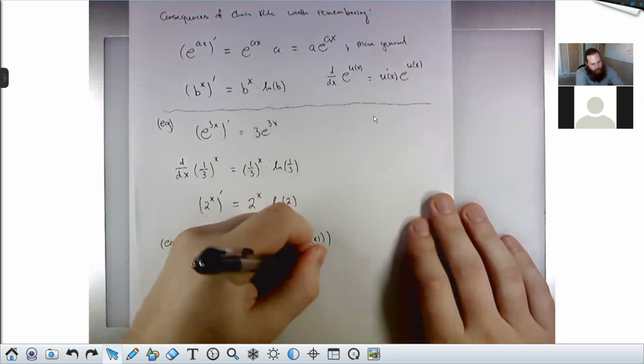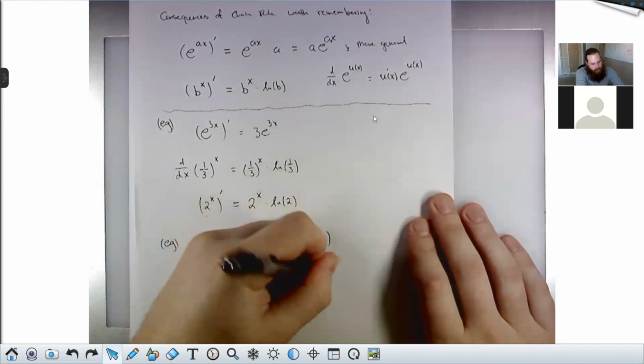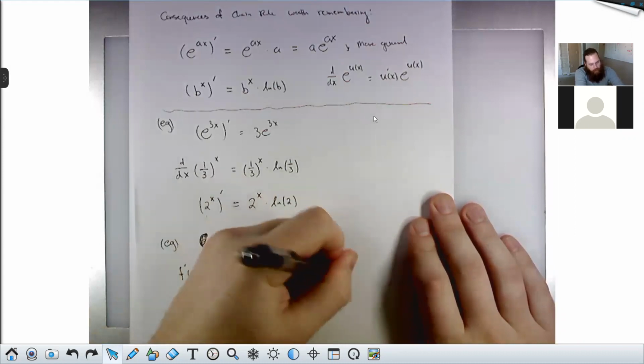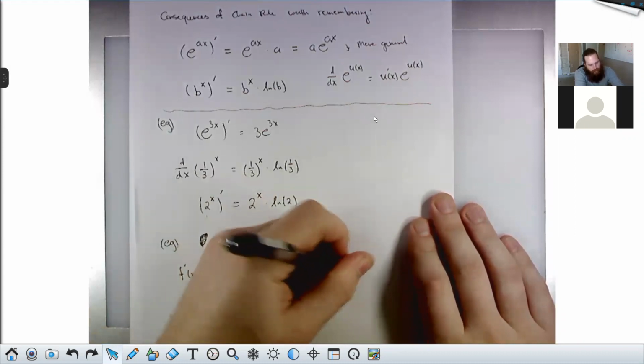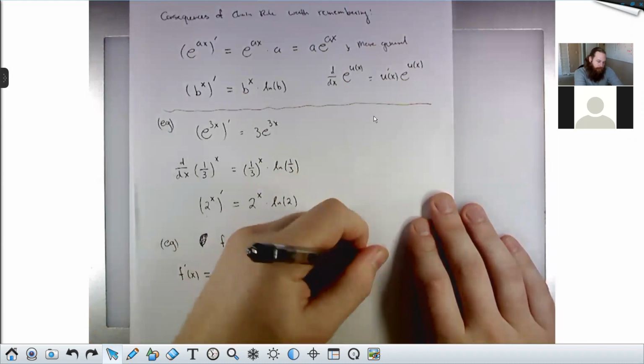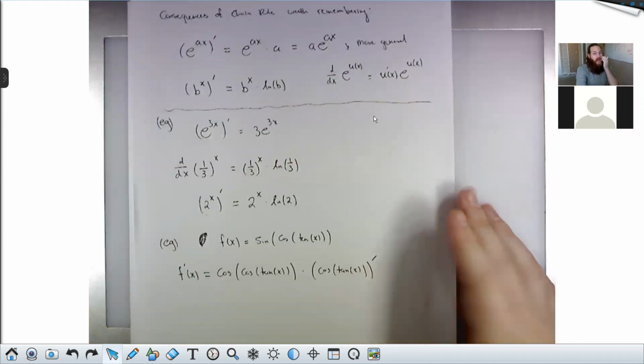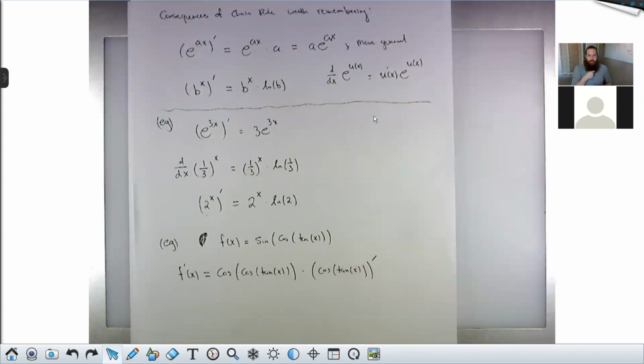And then I need to multiply by the derivative of the inside, which is the derivative of cos of tan of x. So this is the derivative, but I still have more work to do here. So just like in that product rule schematic where we had x, e to the x, sine x or something that we wanted to differentiate, we split it into 2 pieces, applied the product rule to those 2 pieces, and then had a little product rule inside.